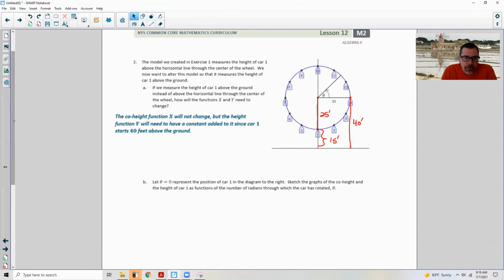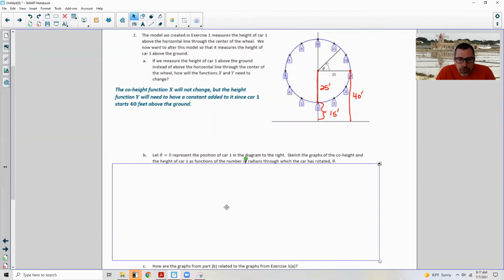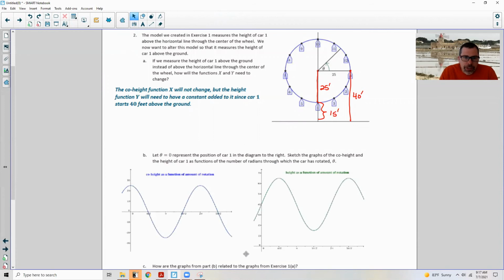Part B says, let theta equal 0. Represent the position of car 1. Okay, so if theta is 0, here's what that says. Sketch the graph of the coheight and height of the car 1 as functions of the number of radians through which the car has rotated, theta. Okay, so I'm going to do as I did in the first page. I'm just going to show you the graphs and notice what happened here.